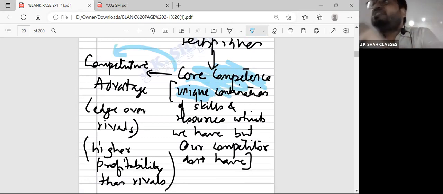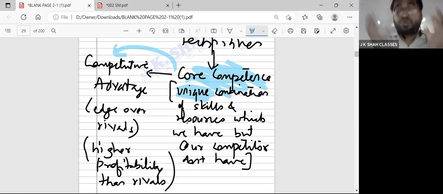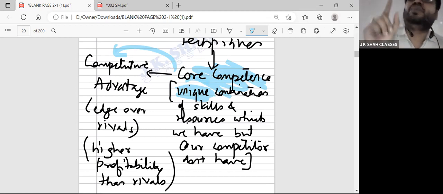So if your organization wants to achieve competitive advantage, for that what do you need to have? Core competence. Then only you will be able to achieve something called competitive advantage. So core competence will act as a source of competitive advantage. I repeat, because this sentence will be there in 3 places. Core competence acts as a source of competitive advantage. Core competence will be the foundation on which you will achieve your competitive advantage.